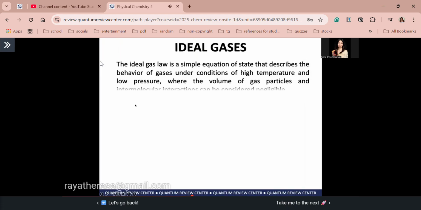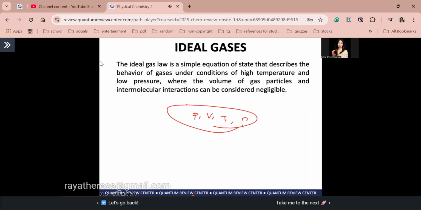Now, the ideal gas law, it is a simple equation of state. Now, guys, when we say equation of state, it is a mathematical expression that relates pressure, volume, temperature, and amount of gas. Again, it relates these variables. So the ideal gas law is a simple equation of state, or EOS, that describes the behavior of gases under conditions of high T and low P. Dapat memorize yan, guys, ha? Ideal gas conditions: high temperature, low pressures. Bakit? Because we are basing the ideal gases on the kinetic molecular theory. So meaning nito, guys, dapat yung volume ng gas particles and their intermolecular interactions are neglected.